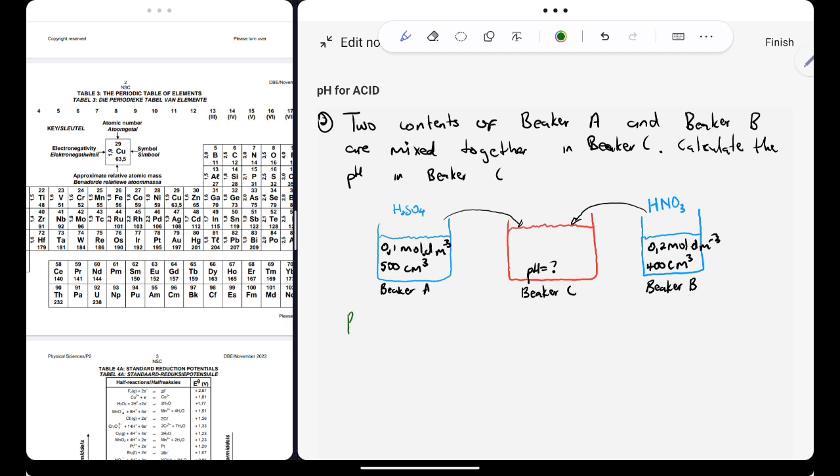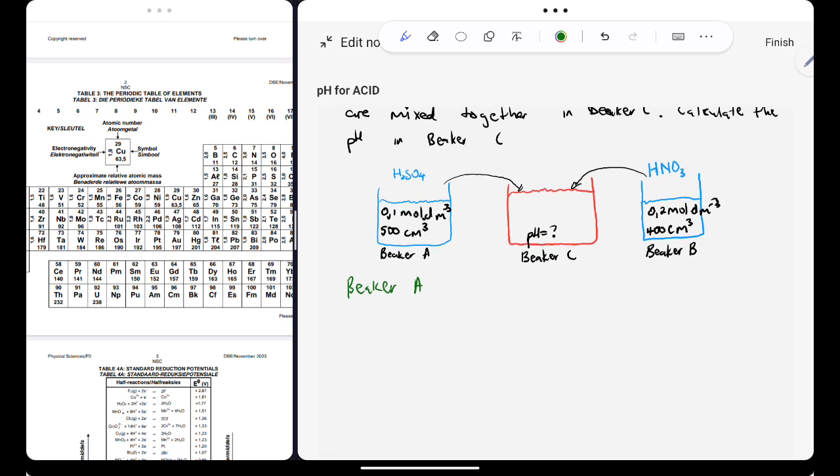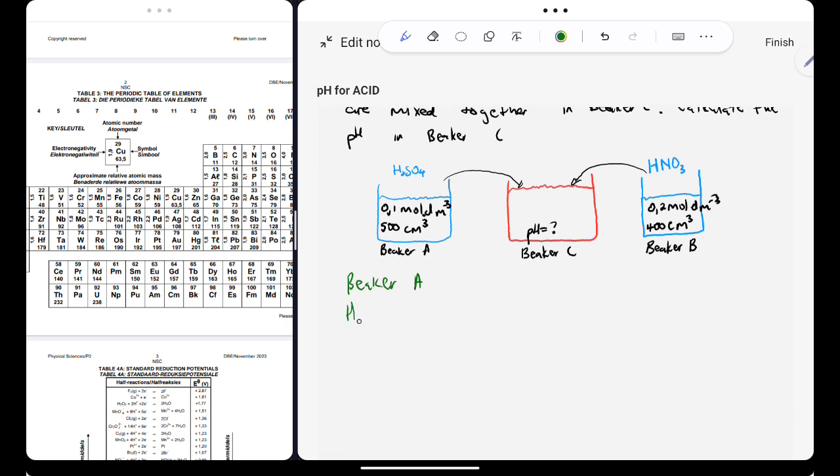Let's start by dealing with beaker A. I want to calculate the number of hydronium ions which were contributed by beaker A into beaker C. I know that my acid is a diprotic acid, right? I have H2SO4 plus H2O giving me 2H3O+ and SO4 2 minus. There's also a 2 there, right?